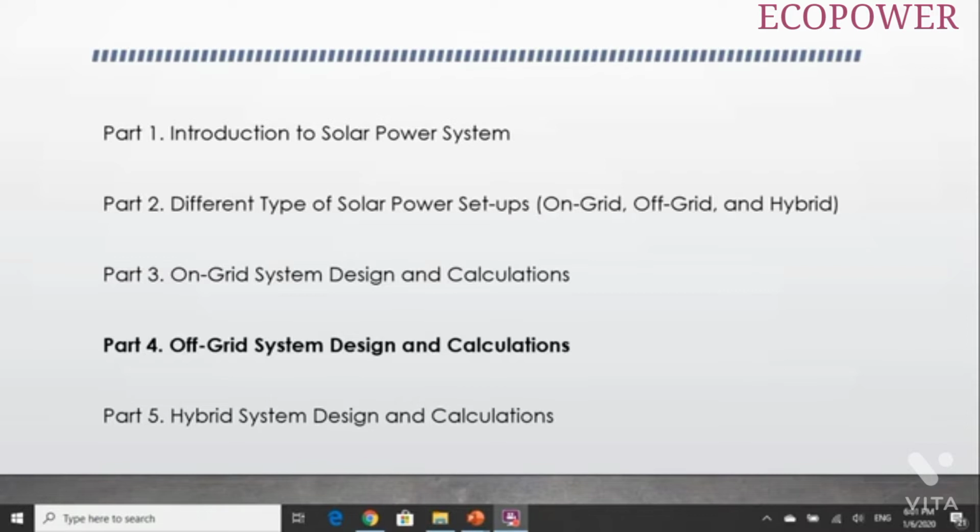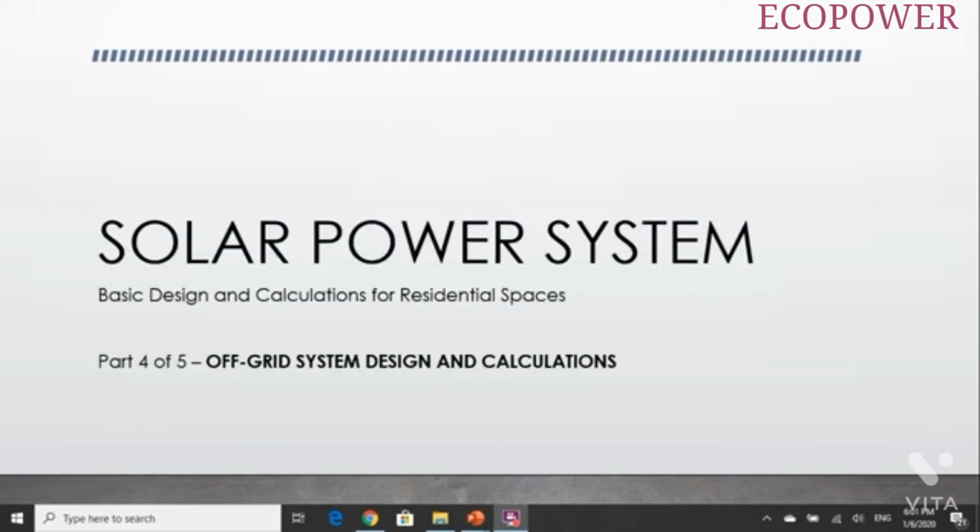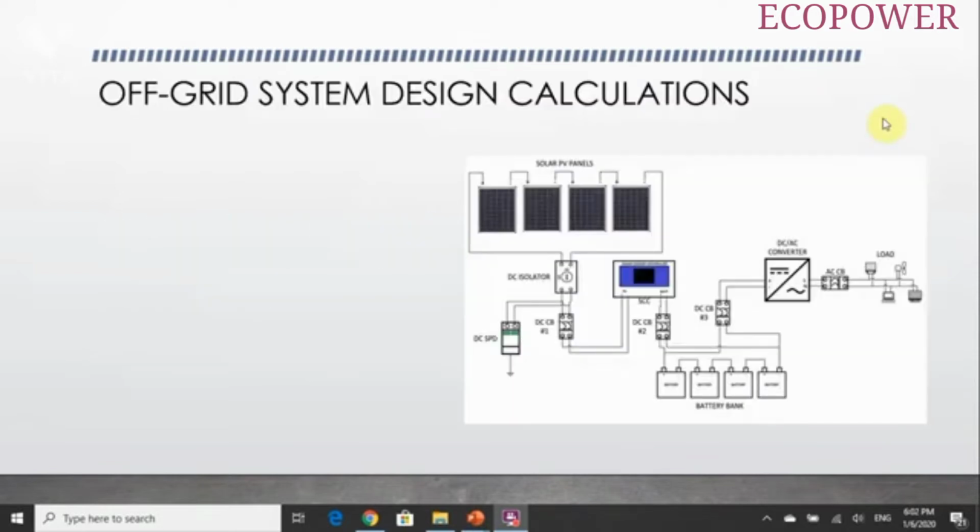Hello everyone. This next part of this lecture series is all about off-grid system design and calculations. Solar power system basic design and calculations. Part 4 of 5: off-grid system design and calculations.